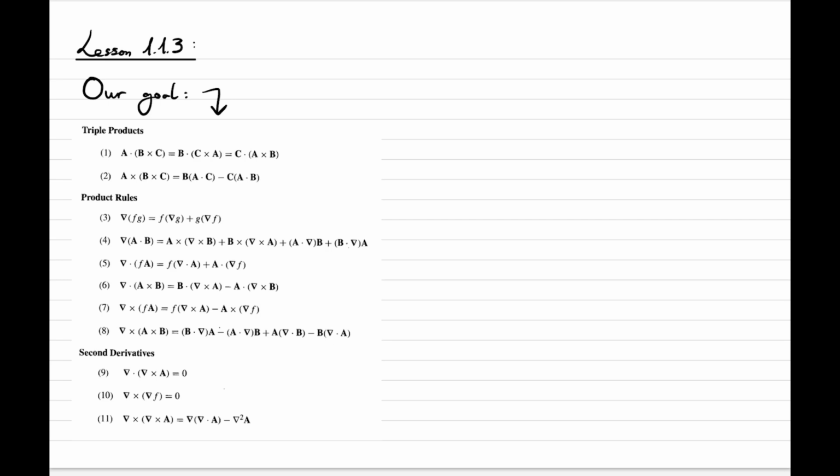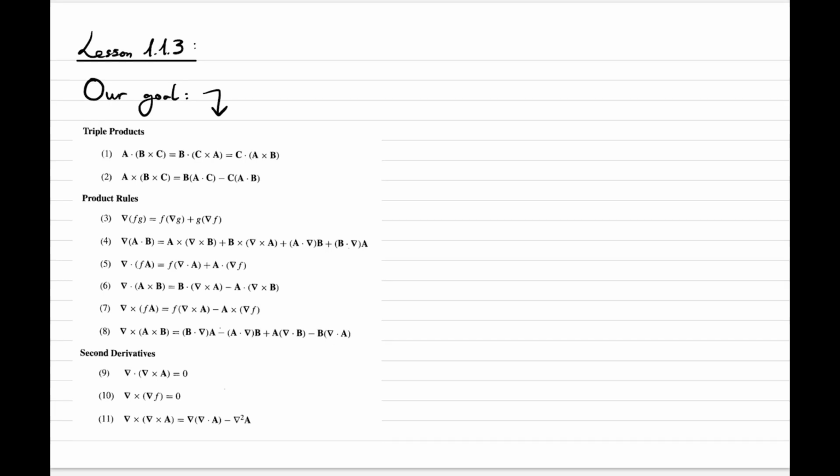Take into account that we assume a Cartesian basis because we haven't yet seen how to manipulate indices when we are in other coordinates, which are not flat. Let's begin with the first one. We have that the dot product of the cross product of B and C with A equals the dot product of B with the cross product of C with A, and also the dot product of C with the cross product of A with B.